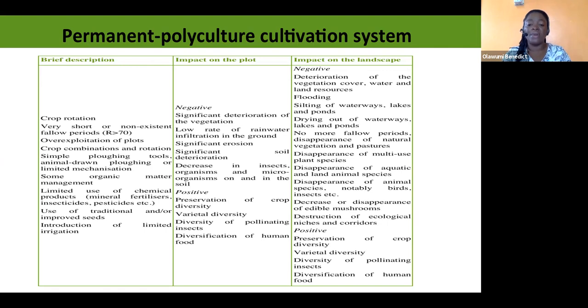The positive impact is that there is preservation of crop diversity because you are planting diverse crops now. So there is the preservation of crop diversity, and there is varietal diversity, and there's diversity of pollinating insects also at the landscape level. And also there is diversification of food for the human because you are planting different things.